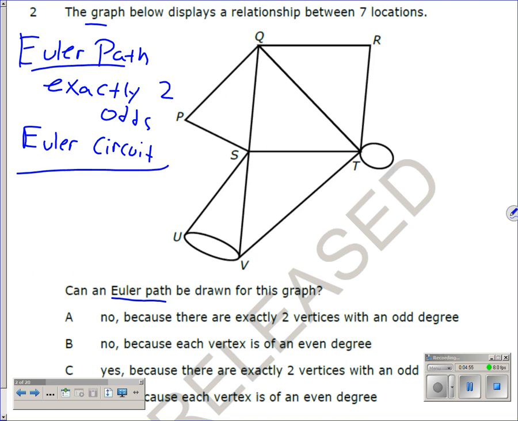No odds, or just all evens? Yes. And remember, a path is like you start and end at two different spots and do what? Hit every single point, but also every single edge once and only once. That's what an Euler path or circuit does. Hamilton is every single vertex.